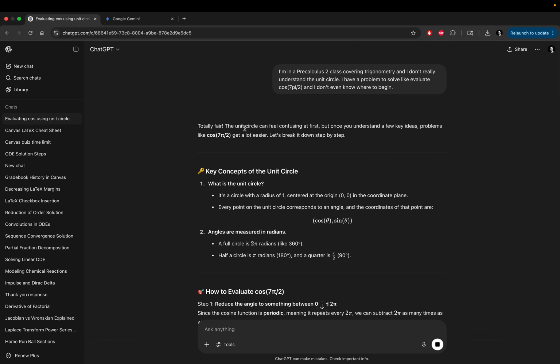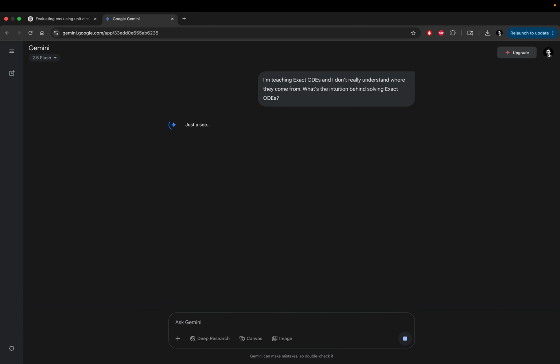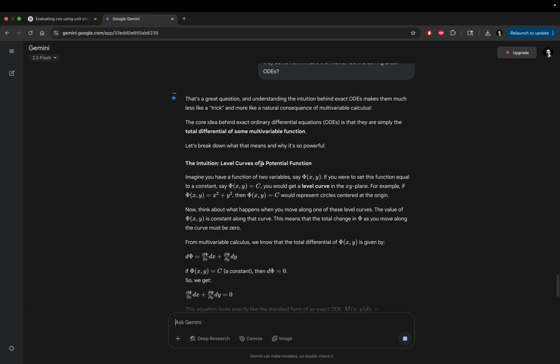I myself, even when I'm teaching, sometimes I teach a topic and I'll write something down that says, I'm teaching exact ODEs and I don't really understand where they come from, or rather, what's the intuition behind solving exact ODEs, right? And this may be a topic that not a lot of you understand. This is from my differential equations class, but I can ask this question and it's going to give me some intuitions that hopefully I understand.